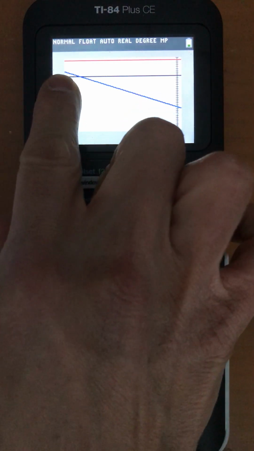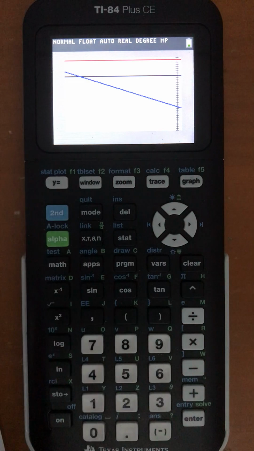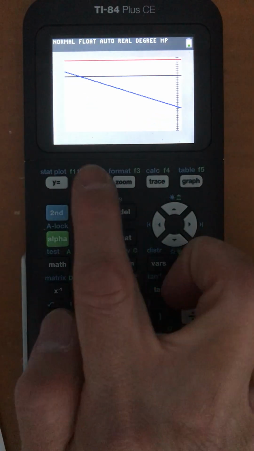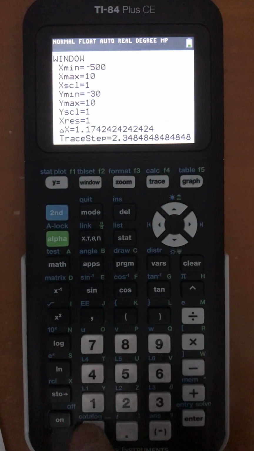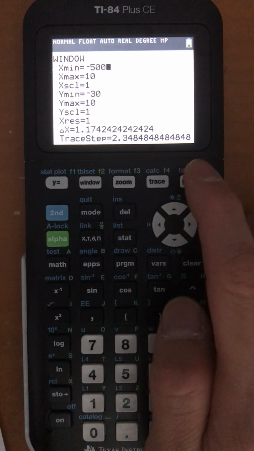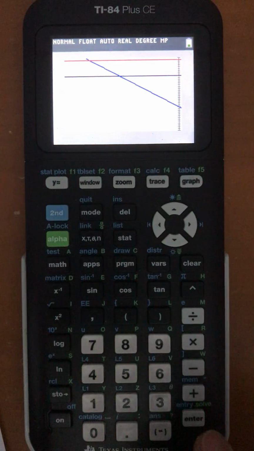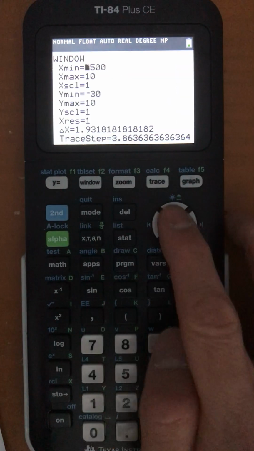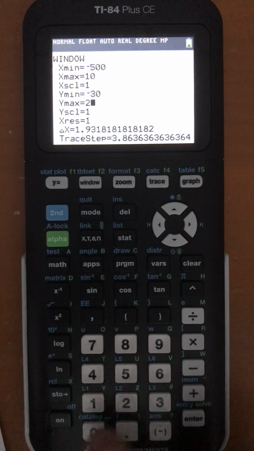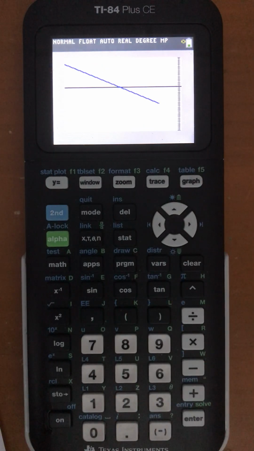I need to see the intersection point, so I'm going to go out a little more for my x value. So let's go to negative 500, that should show our graph. And then show our intersection point, okay? Let's bump up the y max a little bit to 20. Okay, so I can see the intersection point a little more clearly, there we go.